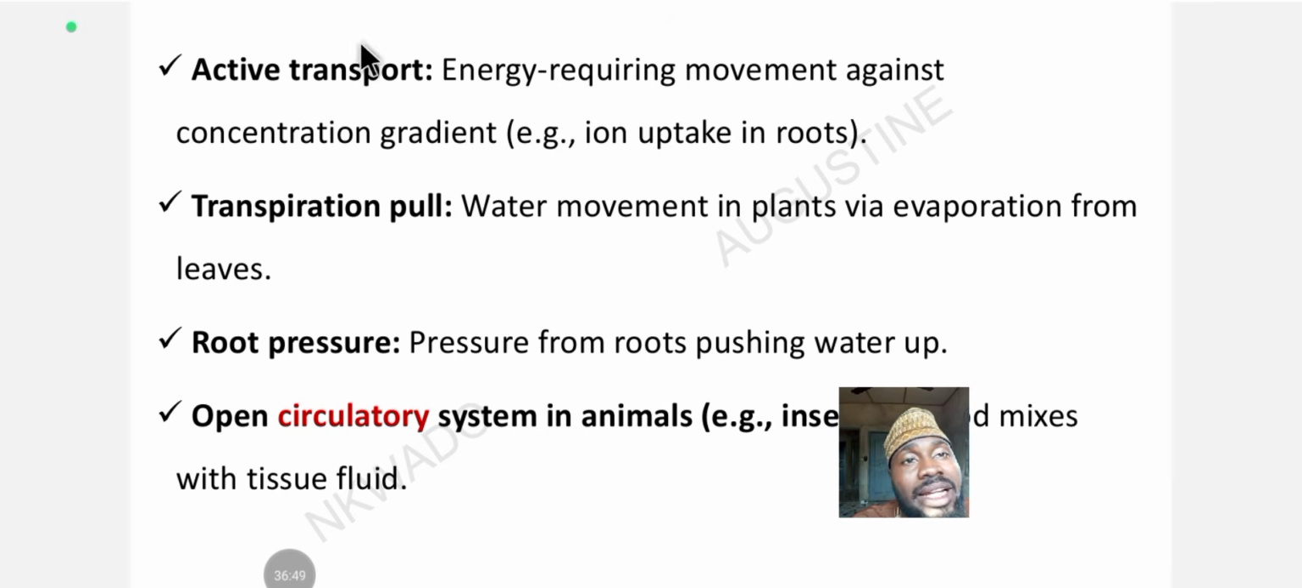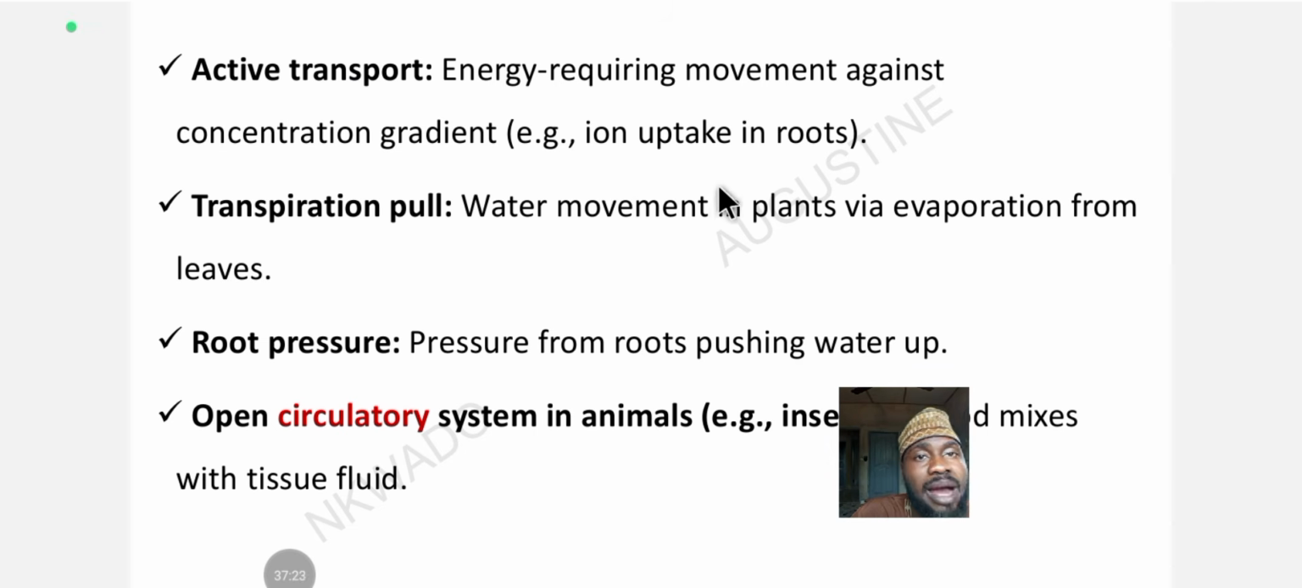Still under the continuation, active transport: energy-required movement against concentration gradients. In active transport, energy is required for the movement of molecules. For example, the uptake of mineral ions in roots. For the root to be able to pull those ions from the soil to other parts of the plant, it needs a pump. It needs energy to pull it.